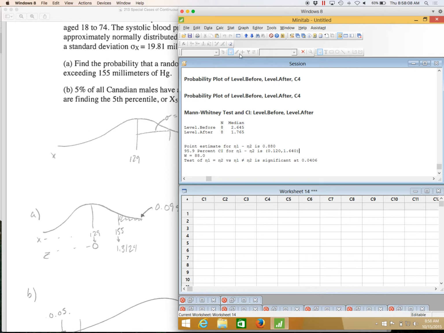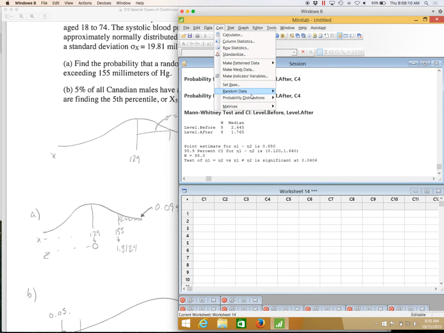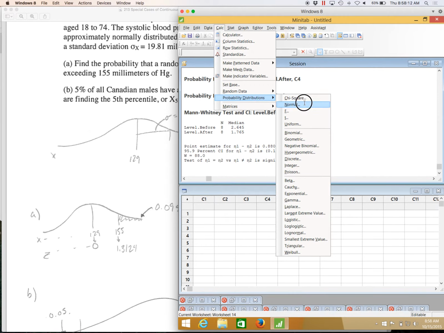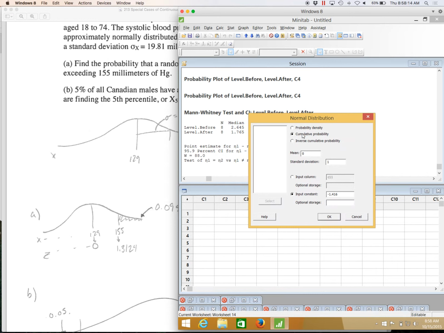I want to show you three different things. First, I'm just going to go to Calc, Probability Distributions, Normal. I want the cumulative area. I have the value, I want this area. When I'm talking about z-scores, the middle is 0, the spread is 1, and the value that I'm looking up is 1.3124. That is the z-score that I found.